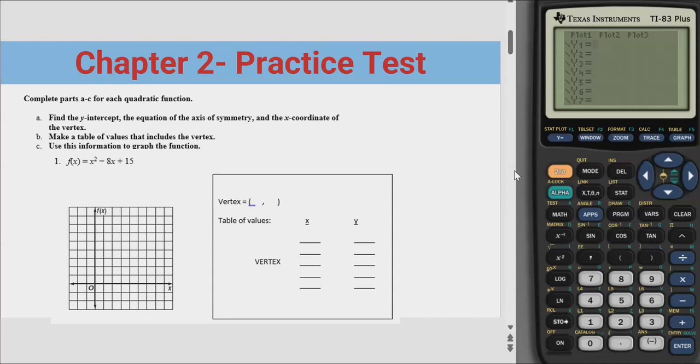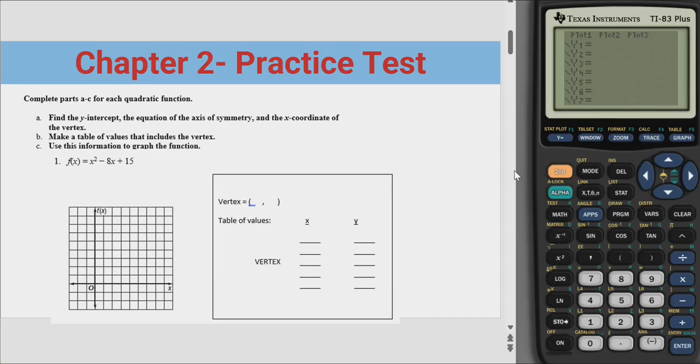Right, the Chapter 2 practice test. You should have already completed the test before looking at this video, or be working a problem, watching the video, pausing, and working a problem at a time. Right, so lots of calculator work and some graphing stuff.